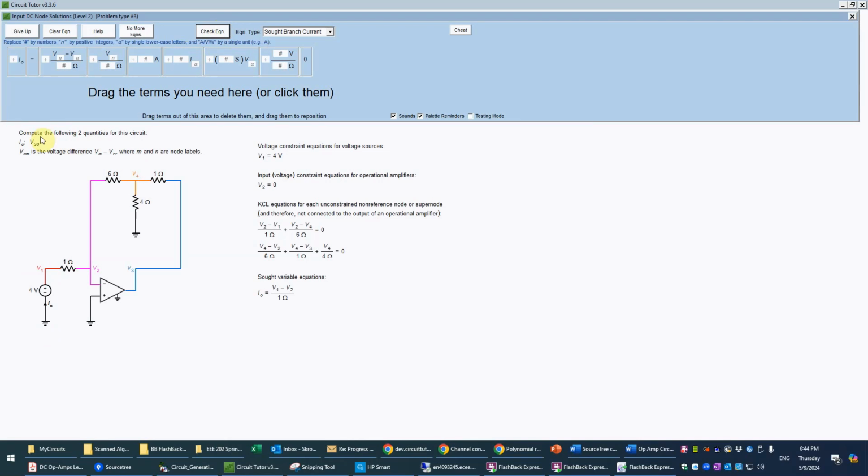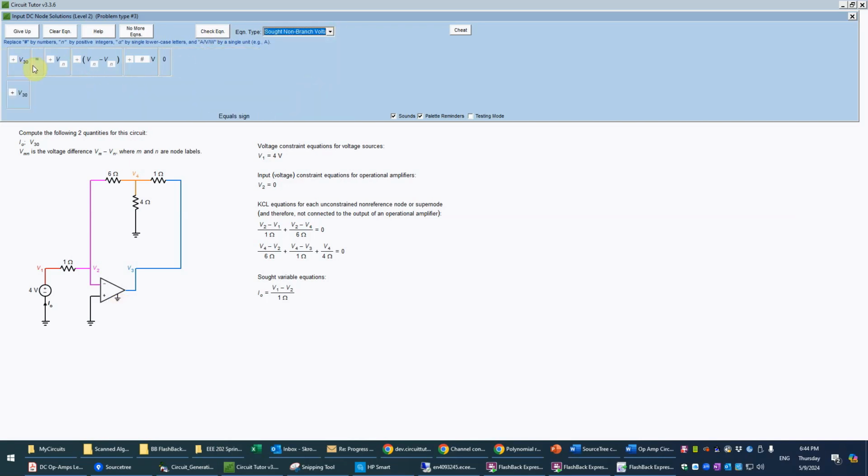Okay, then we also need V30, which means V3 minus V0, which is the ground or 0 volts. And so we write an equation for that, which is really a fairly trivial equation. It just uses the definition to say it's V3 minus 0, and it's not V0 because that's not even defined here. So we'll just call it V3. Okay, so we'll check that, and that is correct.